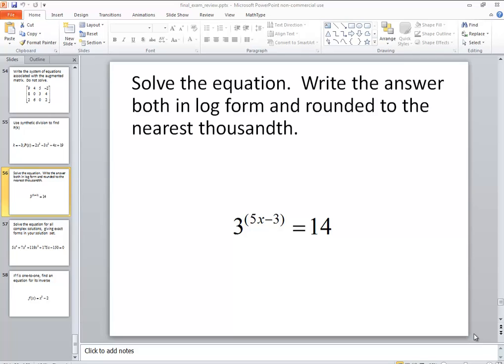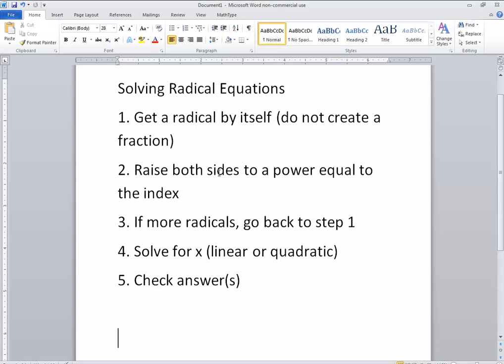In this problem, we want to solve the equation. Write the answer both in log form and rounded to the nearest thousandth. And we got 3 to the 5x minus 3 power equals 14. This is an exponential equation. So let's refresh our memory on how to solve one of those.